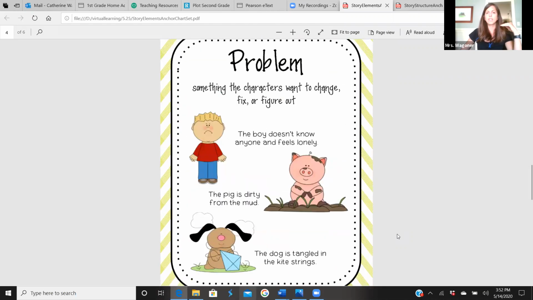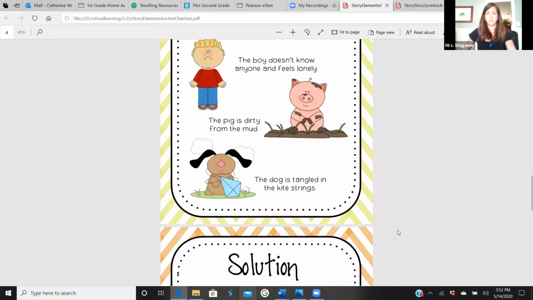Problem. The problem is something the characters want to change, fix, or figure out. Here are some examples. The boy doesn't know anyone and feels lonely. The pig is dirty from the mud. The dog is tangled in the kite strings.